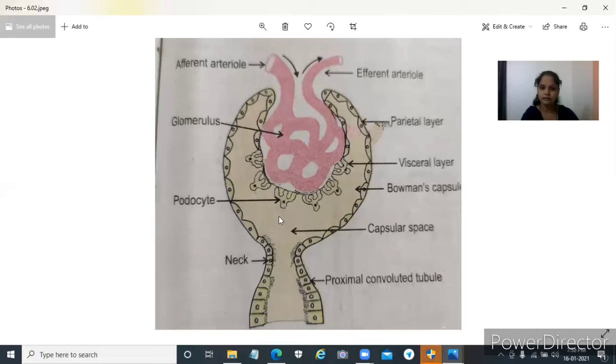Whatever the filtrate is entered into the capsular space, now it entered the proximal convoluted tubule through the neck region. So whatever the filtrate is entered here, it contains more amount of useful substance. So they all are reabsorbed again into the PCT, that is a proximal convoluted tubule. So their main function is selective reabsorption. Selective means the substance which is essential, they are entered again to the blood capillary.